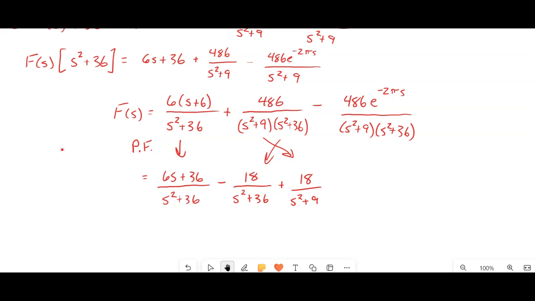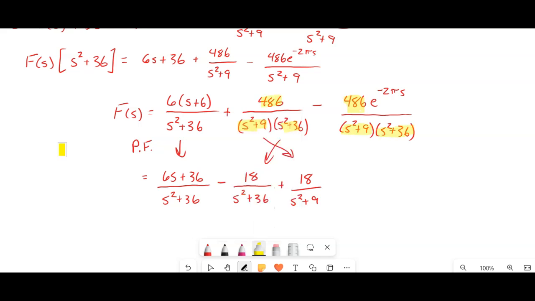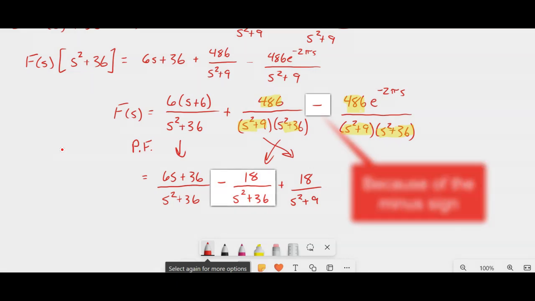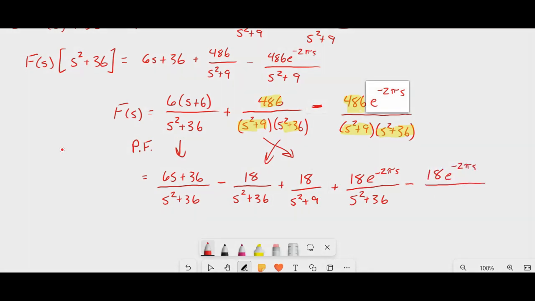All right, and then if you look really closely here, not too close, you don't have to look that close, it's pretty obvious, this is the exact same thing. It's just multiplied by e to the negative 2 pi s and has a minus sign in front of it. So basically all I'm going to do is switch the signs here. So that minus will become a plus 18 over s squared plus 36. And that's going to get an e to the negative 2 pi s. And then the same thing. This was a positive 18, but because of the negative, it's going to become a negative 18 e to the negative 2 pi s over s squared plus 9.